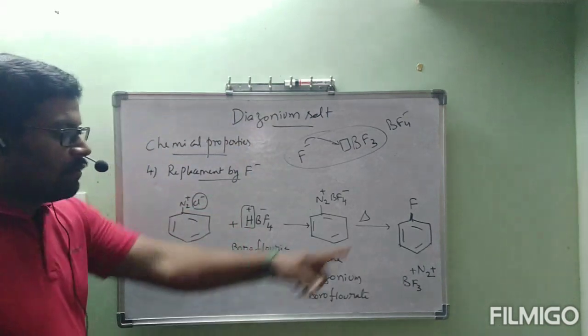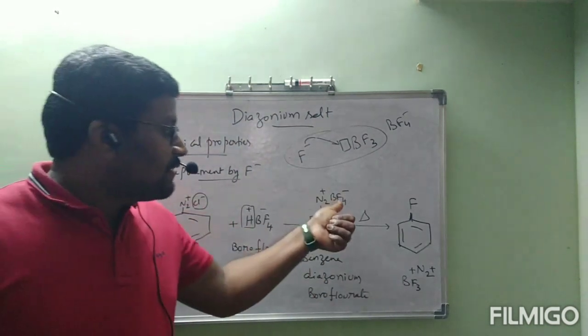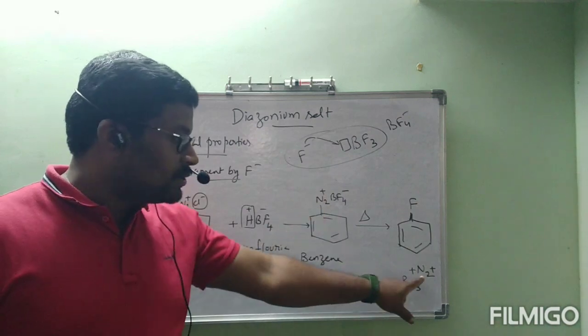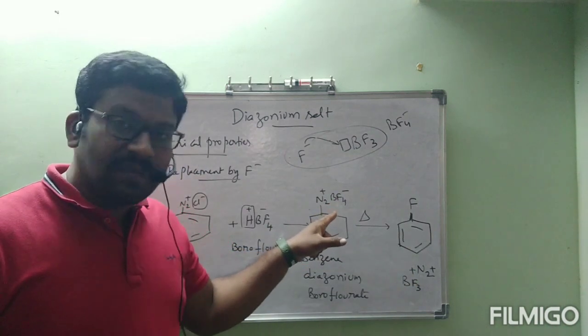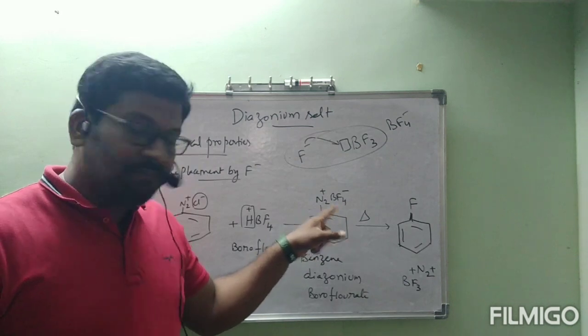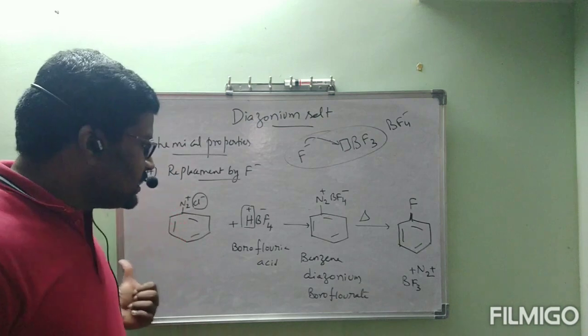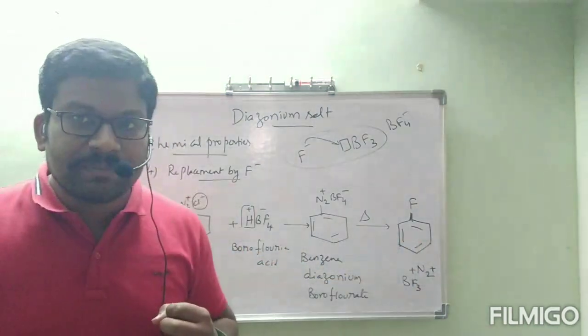C6H5F, fluorobenzene, is formed. This F minus which is formed here is going to displace this N2. Nitrogen gas is coming out. After removal of this F minus, we have BF3. That BF3 is the side product, byproduct. Okay, this is the complete reaction. It is happening in two steps.